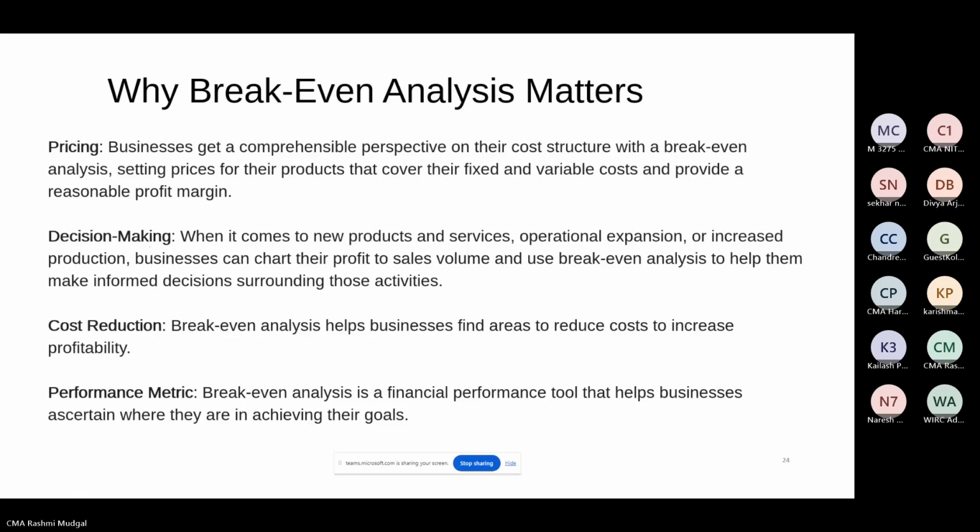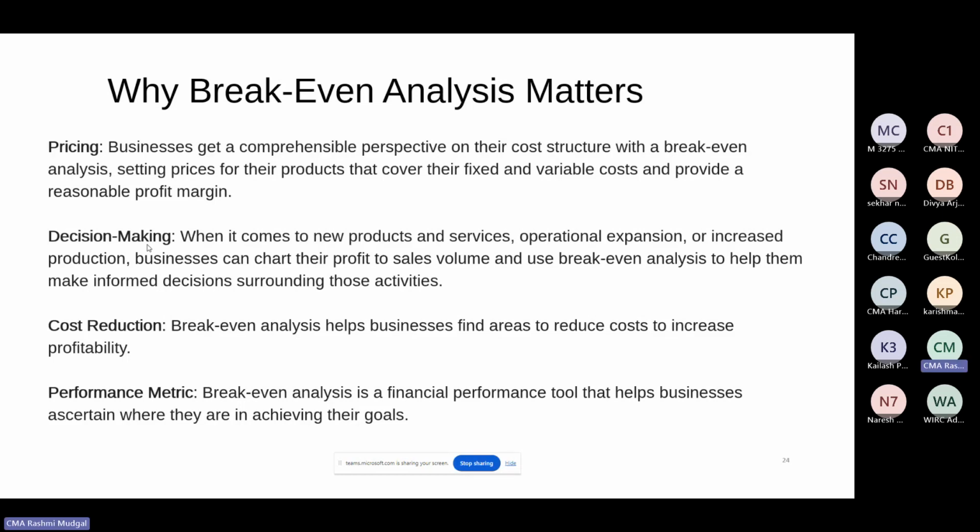Decision making for what? Do I need to expand the capacity? Do I need to increase the production, or do I need to shut down the business, or run the business? Even surrounding those activities, whatever decision I need to take, whether new products and services need to be launched or not. Is there any capacity we need to increase? Is there any variable product mix we need to recall? These decisions are taken with the help of break-even analysis.